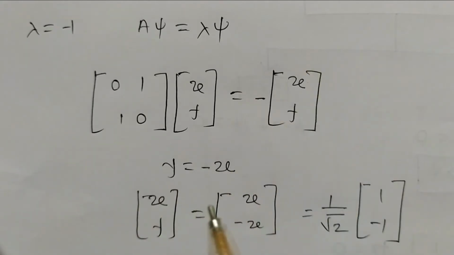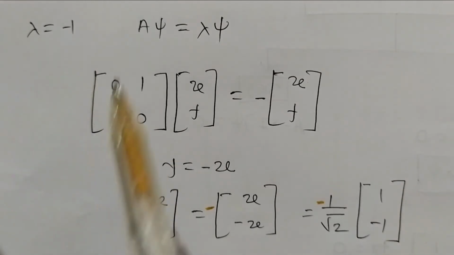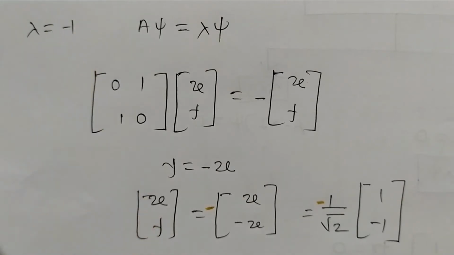So psi is equal to x times (1, minus 1), and the normalization is 1 upon the square root of 1 squared plus minus 1 squared, that is 1 upon root 2. So 1 upon root 2 times (1, minus 1) is the eigenvector of the matrix when the eigenvalue is minus 1.